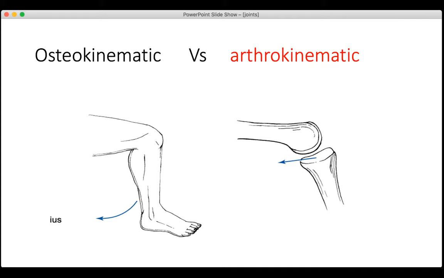So here you can see the movement of leg. On the left side you can see now he has flexed his leg at the knee joint. So flexion aapko dikh raha hai on the leg, so that is osteokinematic. But what is happening inside the bones, that is arthrokinematic. So this is the difference.